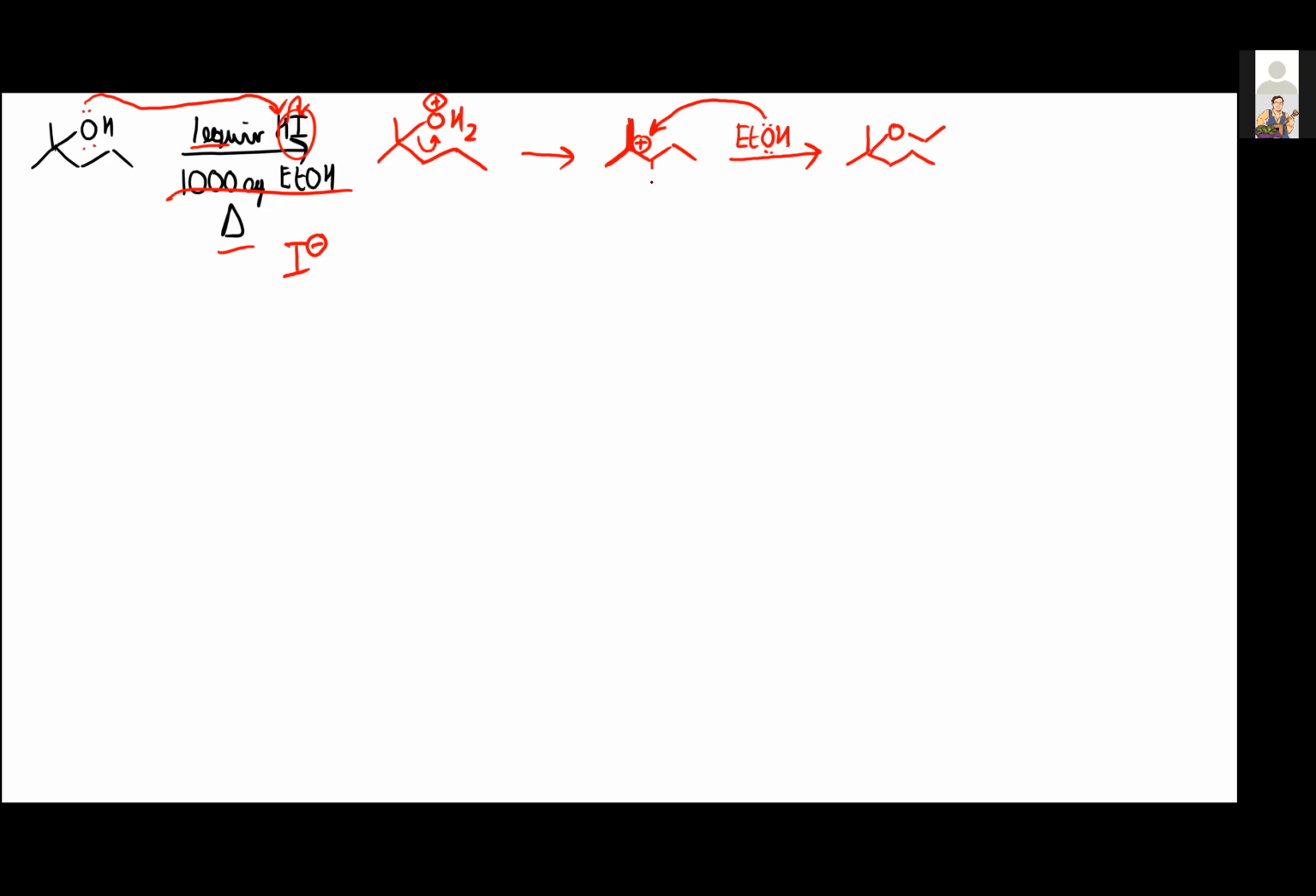But I would accept for full marks a Zaitsev elimination as well. I wouldn't accept a Hoffman elimination because this is not a Hoffman base. I'd probably pick a bigger nucleophile.